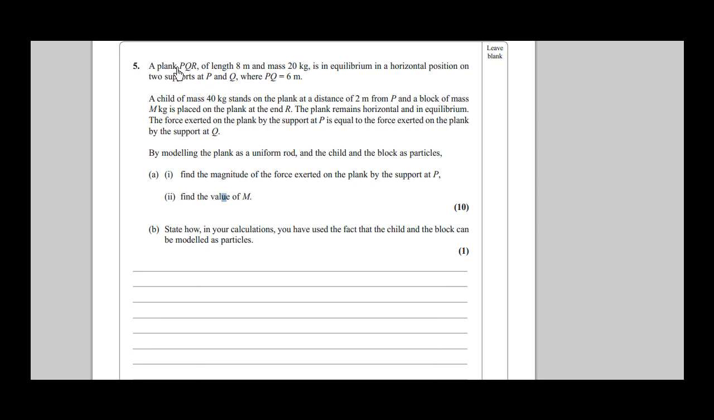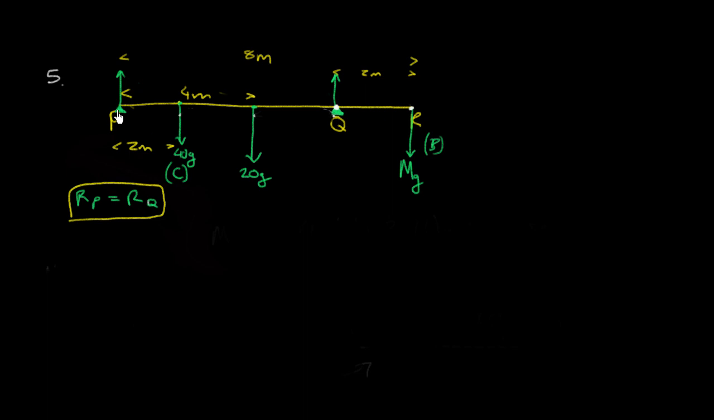You have a plank that goes from P to R, and somewhere in the middle there's Q. They tell you exactly the lengths. The whole plank is 8 meters long, and PQ is 6 meters, so Q is closer to R than it is to P. So it looks like this. P to R is 8 meters, PQ is 6 meters, so Q to R will be 2 meters.